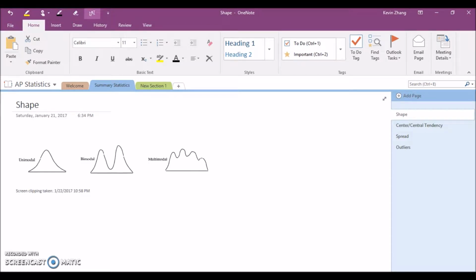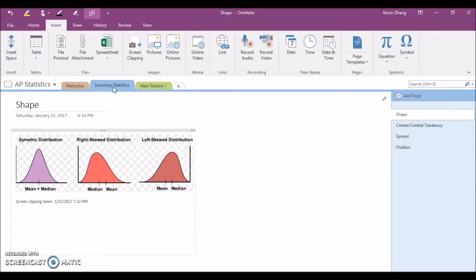Let's first talk about the shape of a distribution. A distribution can either be unimodal, bimodal, or multimodal, depending on the number of peaks it has. Assuming that we're talking about a unimodal graph, there are three possible shapes that a distribution can have, and the first that we'll be looking at is the symmetric distribution. This is where the data is split nearly evenly between the left and the right sides of the center.